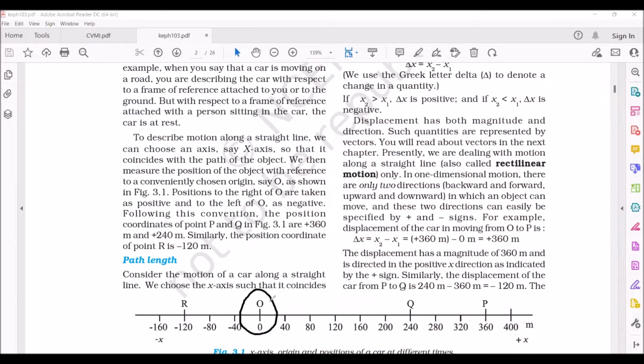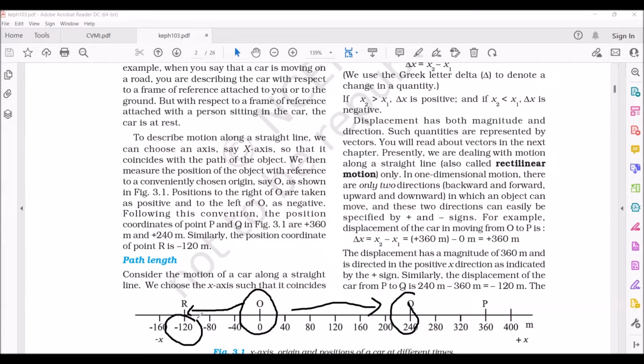Example, an object started from O and moved to the point Q along the x-axis. Now it has traveled 240 meters. Another object called R started from O and moved to the left side. Now we are calling it minus 120 meters away from O.